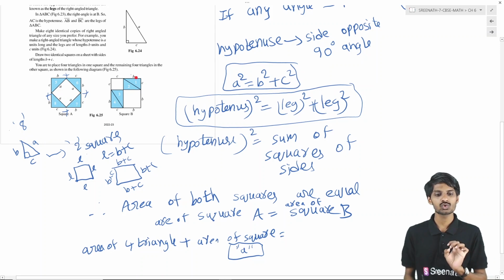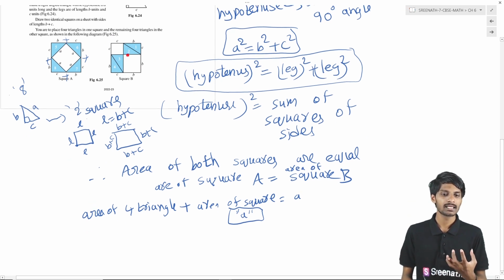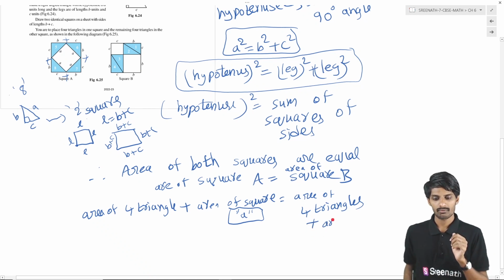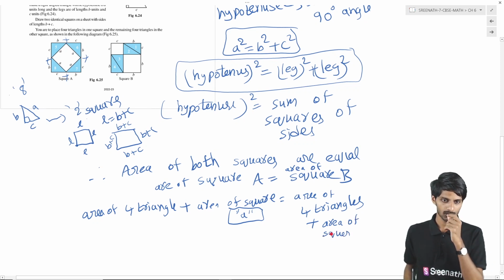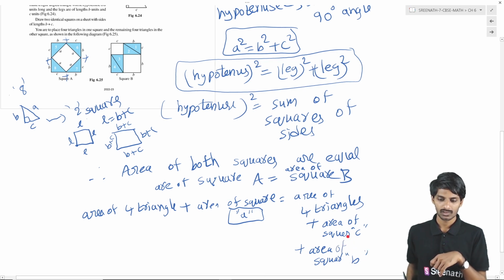So that must be equal to the area here, where there are also four triangles, no? So this total area of the square must be equal to how much, friends? What are the things in it here? It has four triangles, the area of four triangles, and these four triangles are similar to the others. Plus we have to add two squares: the area of the square whose side length is C, and the area of another square whose side length is B. Okay, students.